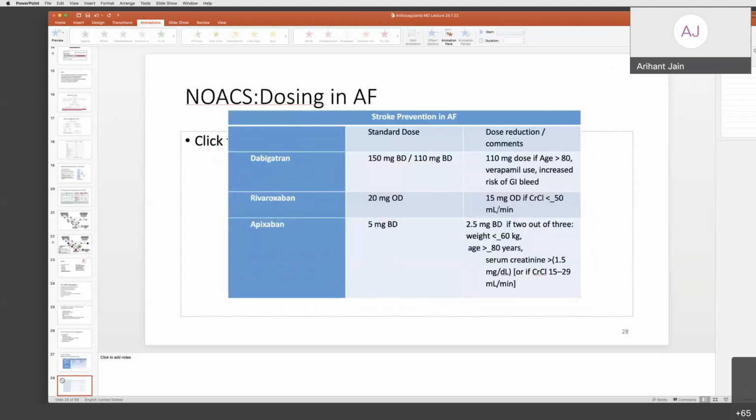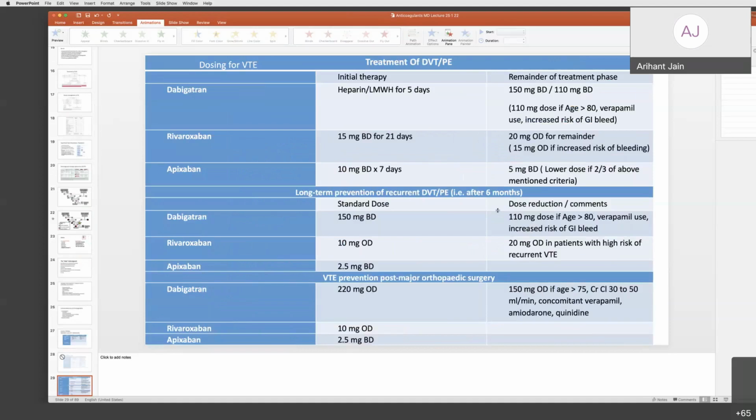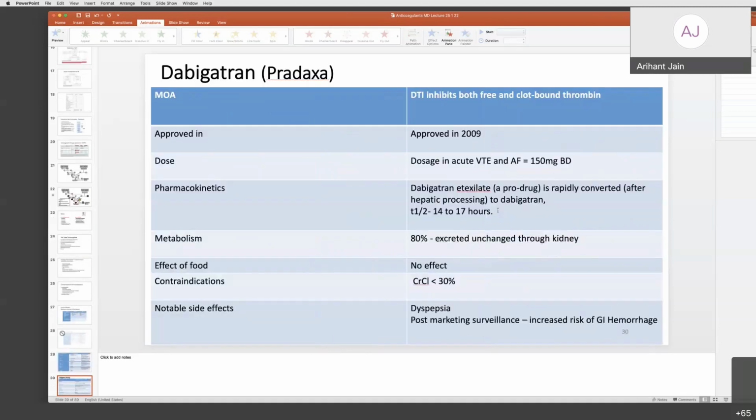So the dosing, I think you all know the dosing. Dabigatran 150 BD, rivaroxaban you start with 20 OD for 3 weeks. Rivaroxaban typically has to be given with meals. That is something which you should remember, and apixaban 5 milligram BD. So this is again the dosing chart only. I'll share these slides and you can make a note from there.